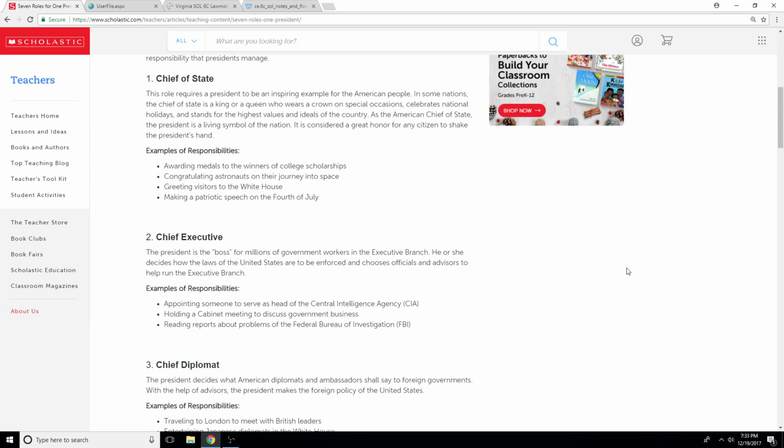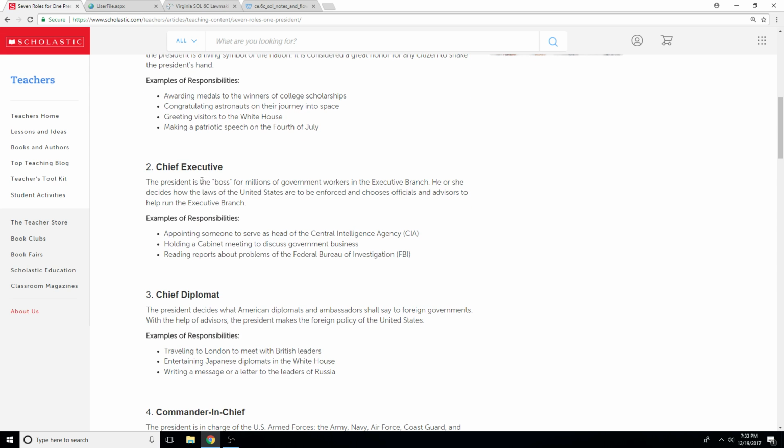Chief executive. This is the one where you can focus on the word boss. It's where he's doing stuff that the executive branch is expected to do. When he's appointing someone to his cabinet or judge, he's doing a job of the executive branch, so he's chief executive. When he's holding a cabinet meeting, when he is enforcing the laws, when he's basically just doing what the executive branch is meant to do, he's doing chief executive.